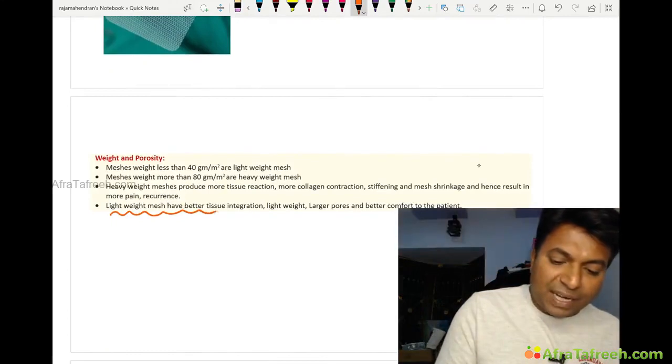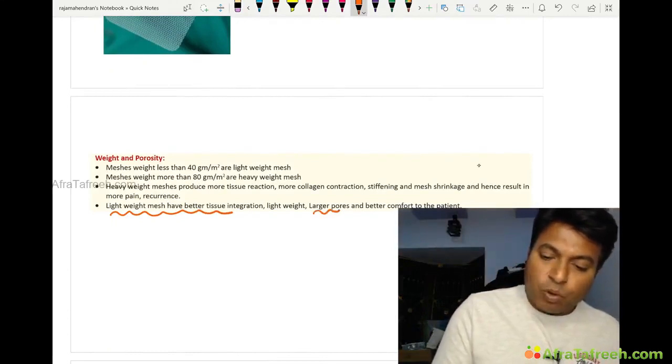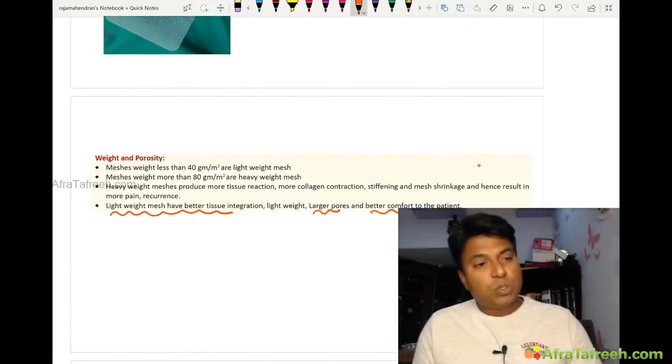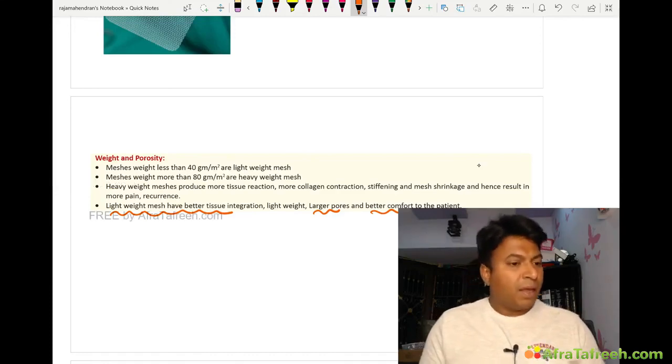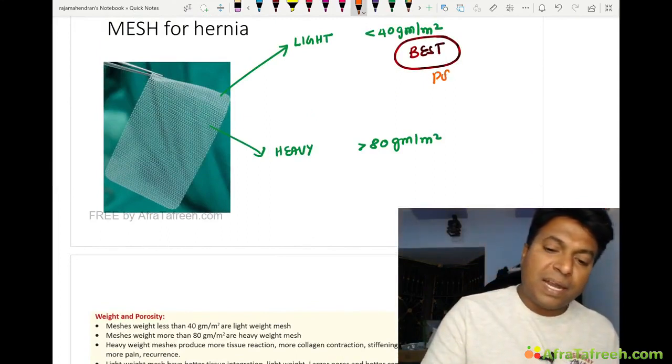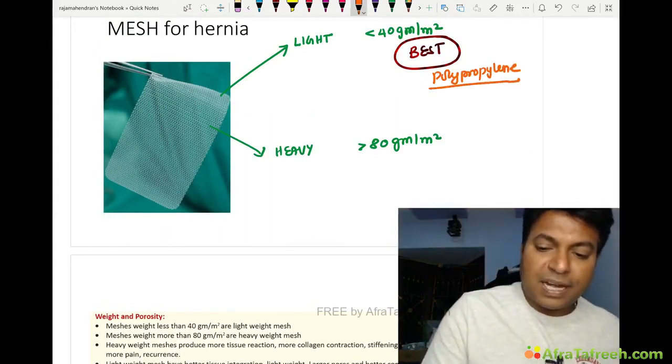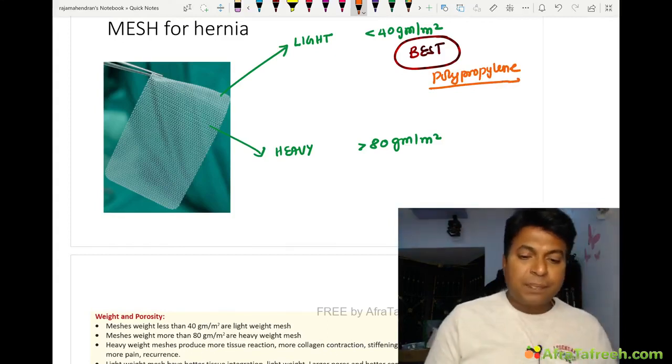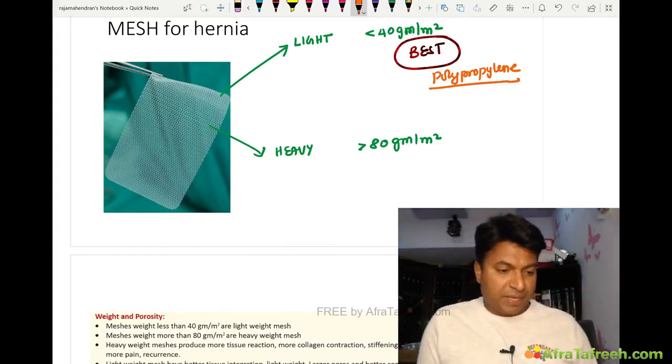Lightweight mesh has better tissue integration, larger pores, and better comfort to the patient. Nobody is using heavyweight mesh nowadays. All of us are using only lightweight mesh made of polypropylene. It is the latest used mesh. The mesh is white in color. It's a picture showing you a lightweight mesh.